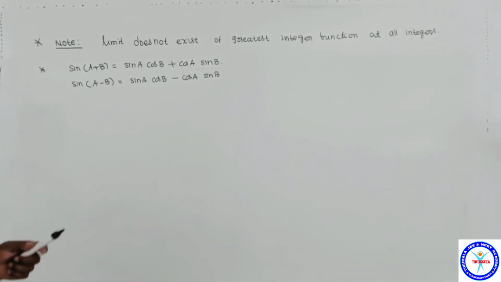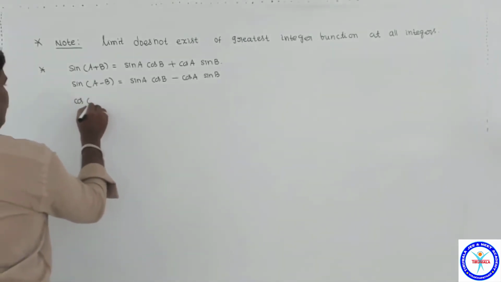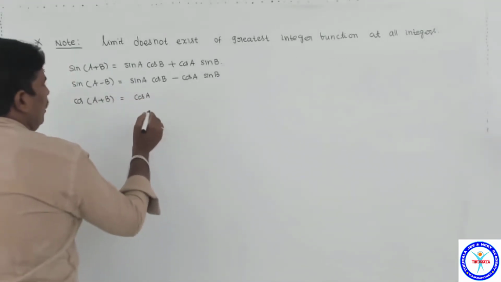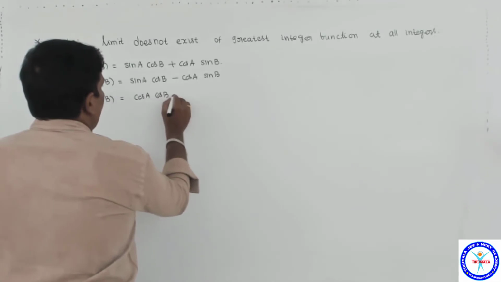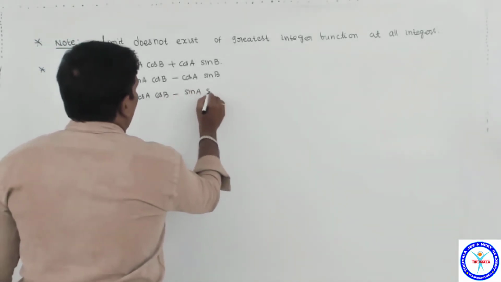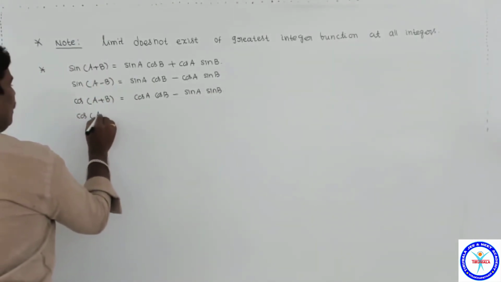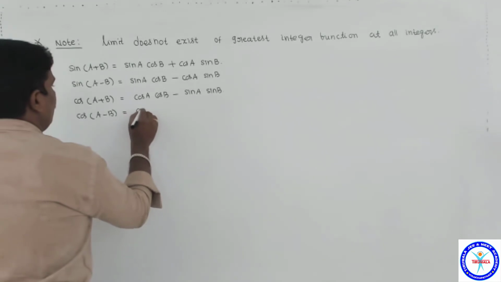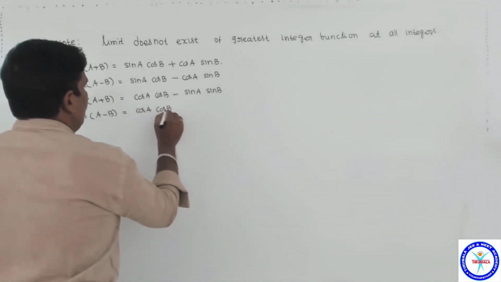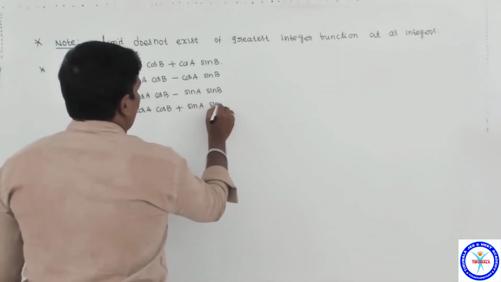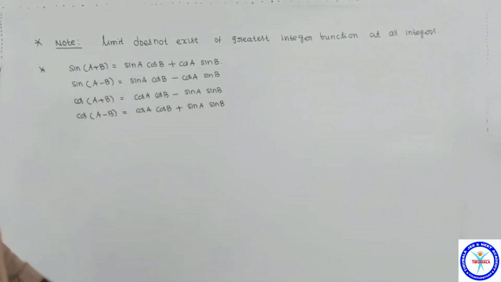Sin of a minus b equal to sin a cos b minus cos a sin b. Next, cos of a plus b equal to cos a cos b minus sin a sin b. Cos of a minus b equal to cos a cos b plus sin a sin b.